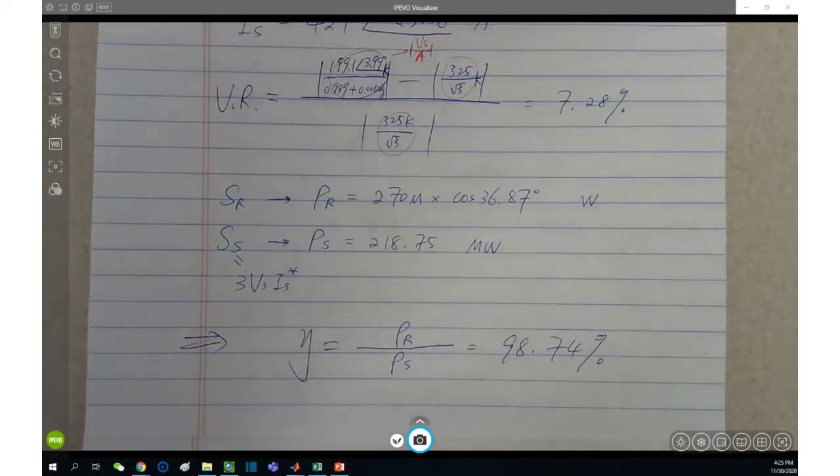Active power, reactive power, and apparent power. You need to be very clear about the relationship among them. The real part of S is P, just simple like that. And then you can find the efficiency here.